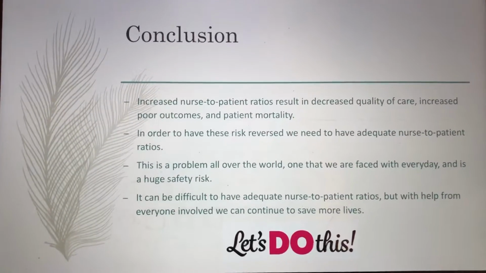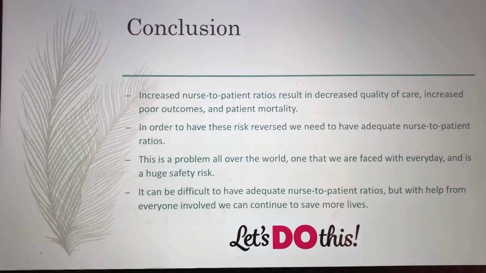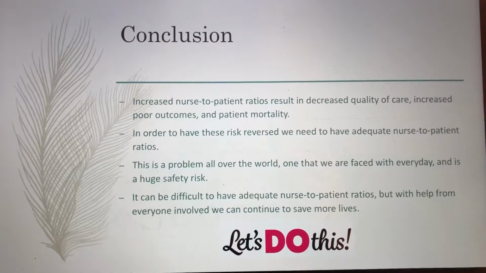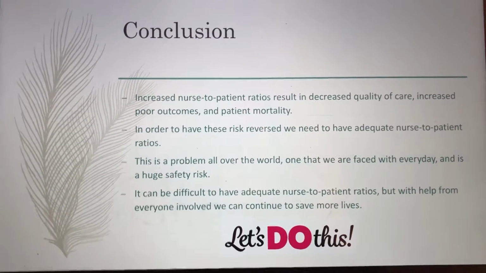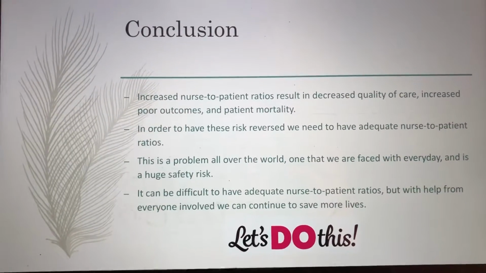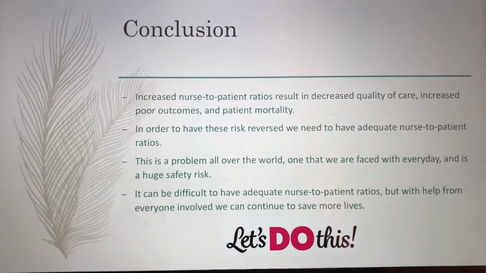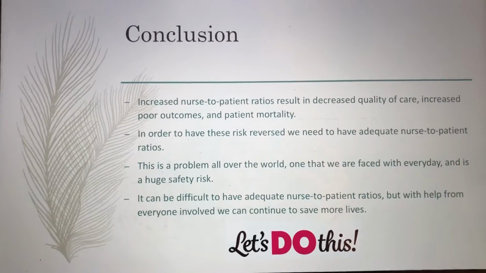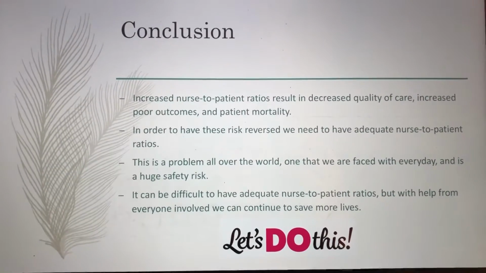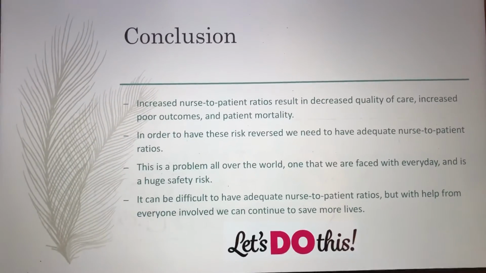So in conclusion, increased nurse-to-patient ratios result in decreased quality of care, increased poor outcomes, and patient mortality. In order to have this risk reversed, we need to have adequate nurse-to-patient ratios. This is a problem all over the world and one that we're faced with every day, and it is a huge safety risk. So it's so important that we are able to find the adequate amount of nurses to have adequate nurse-to-patient ratios. This can be difficult, but with the help from everyone involved, we can continue to save more lives. So let's do this.